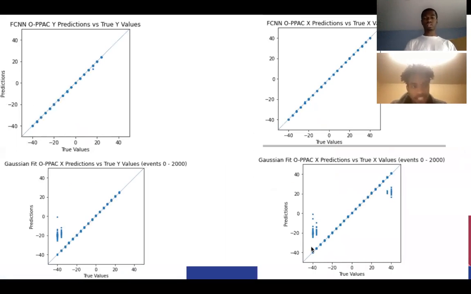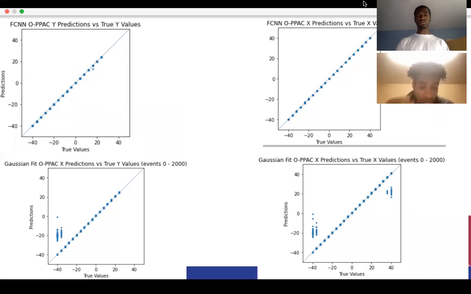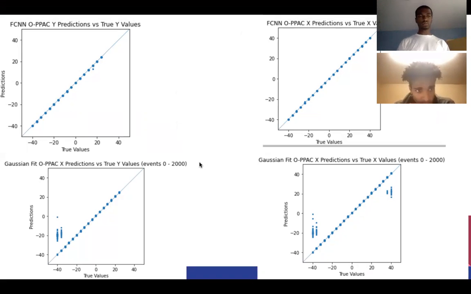So what you're seeing here, the top two graphs are our predictions for X versus our true values for X and Y, our prediction for X and Y based off of the AI training, and the bottom two are off the Gaussian fit formula. It's the X and Y prediction and true values as well. So for the top two graphs, these are some very good graphs. These are kind of what you want to see.